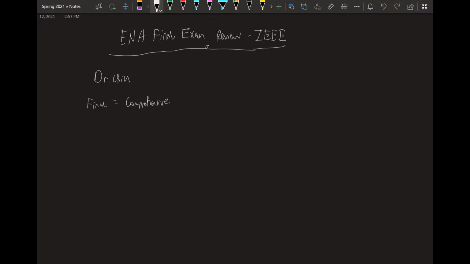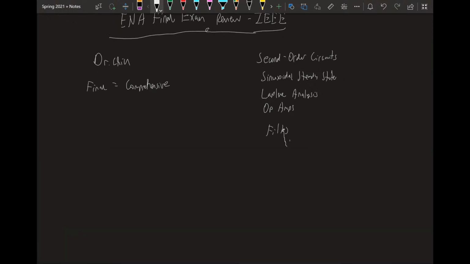So the plan is to start with second order circuits, then move on to sinusoidal steady state stuff, Laplace analysis, op amps, and then we can do filters, but I don't know if Dr. Chu actually goes over them. So tell me if he does or doesn't. So this one I'm not sure. And then I can go back and review anything if we have time or if I feel like it. But this is my current plan.